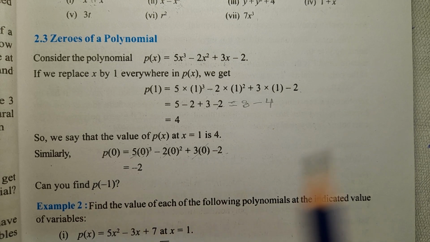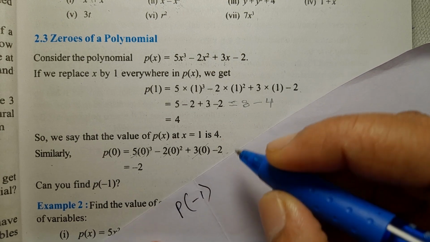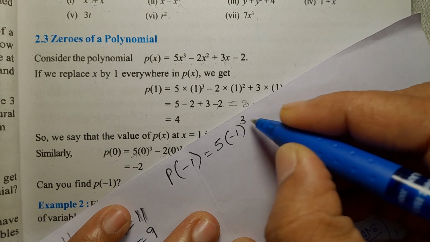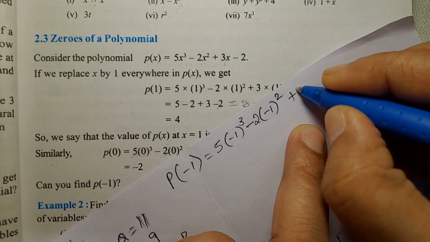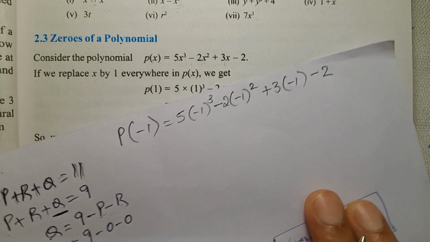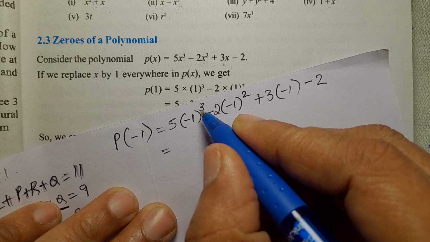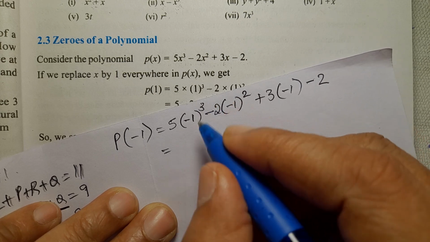Can you find the p of minus 1? Yes, of course. So p of minus 1, we have to find out. Put x as minus 1: p of minus 1 equals 5 into minus 1 whole cube, minus 2 into minus 1 whole square, plus 3 into minus 1, minus 2. Minus 1 to the power of 3, 3 is an odd number, so minus 1 raised to an odd power gives minus 1.